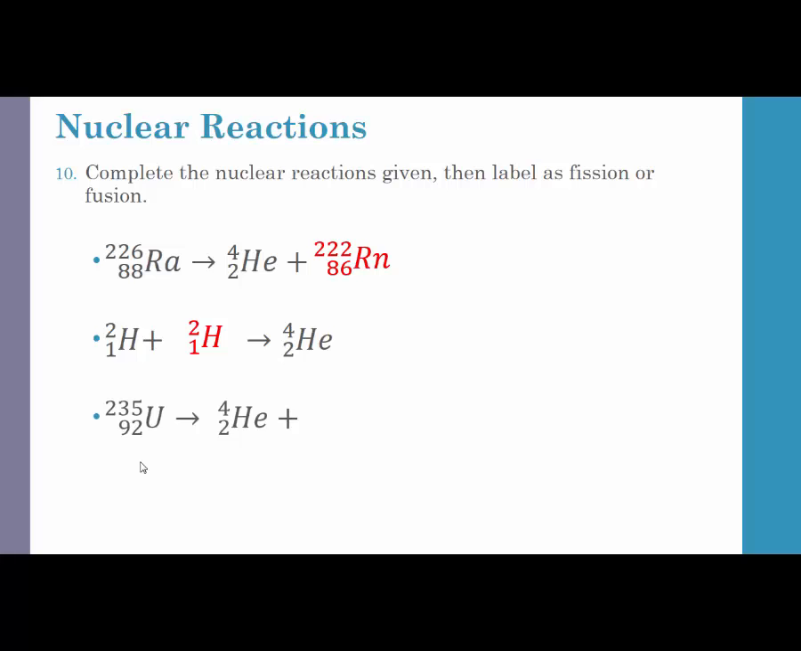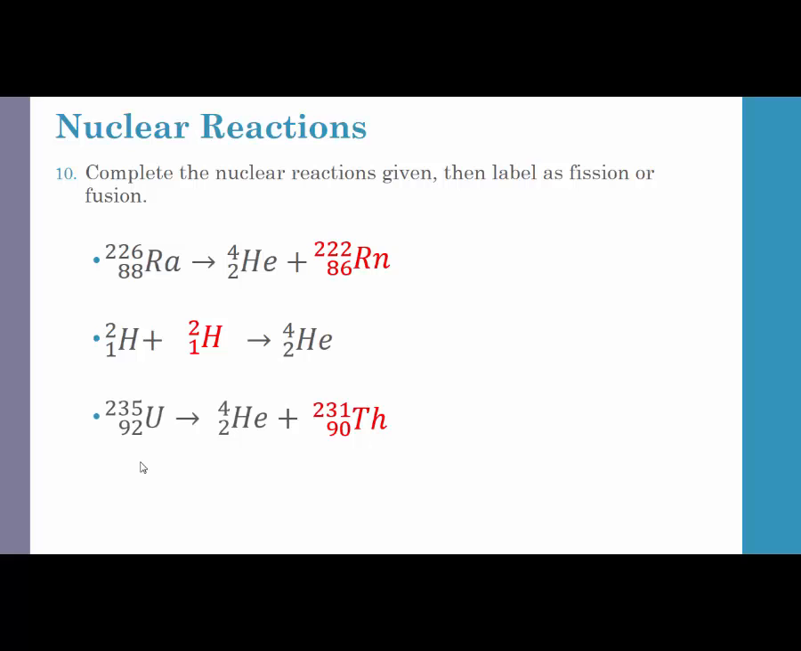For my last one, I'm starting with uranium-235 on top. So I need some number plus 4 that equals 235. So that's going to be 231. And then for my bottom number, I have 2 and I need to add up to 92. So I need that other 90.